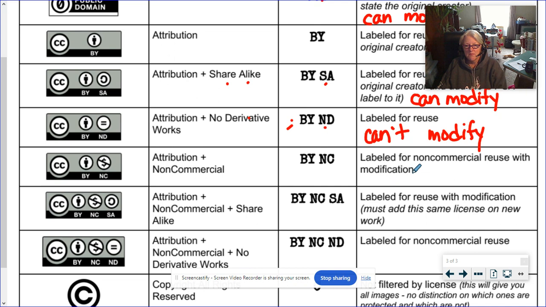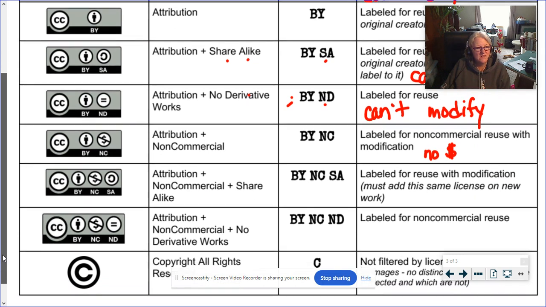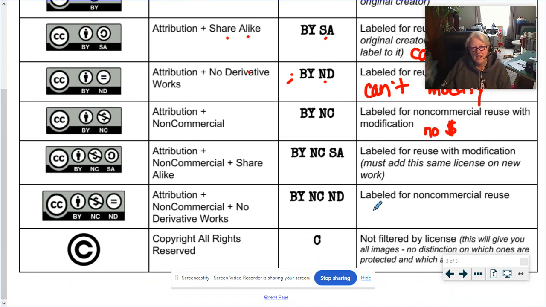Non-commercial means you can't make money. So non-commercial, no money. And that's pretty obvious by the symbol. And then you have the different combinations here. Notice here they say, here you can modify. And then on this bottom one here, whenever you see that equal sign, I just want you to add again, can't modify. No changing. You must use it in its original state. Okay? Those are the big things.